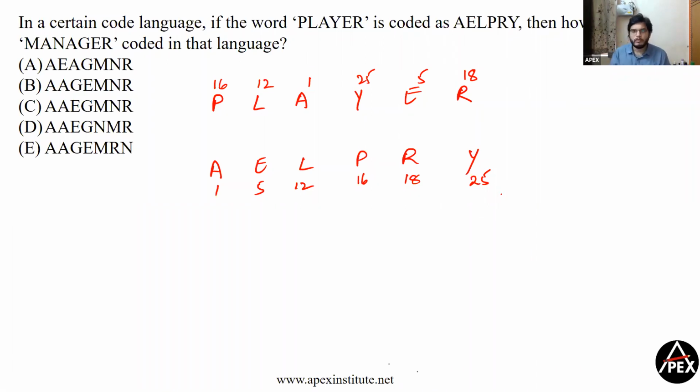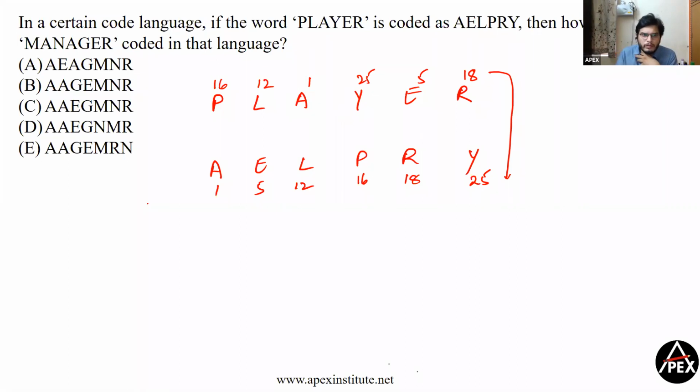So what are your observations here? So 16, 12, 1, 25, 5, 18, 1, 5, 12, 16, 18, 25. Okay, I can see that the same numbers are being repeated. I can also say that the alphabets are arranged as per their alphabetical order. Okay, the numbers are in increasing or ascending order, or I can also say that the alphabets are arranged as per the alphabetical order, isn't it?